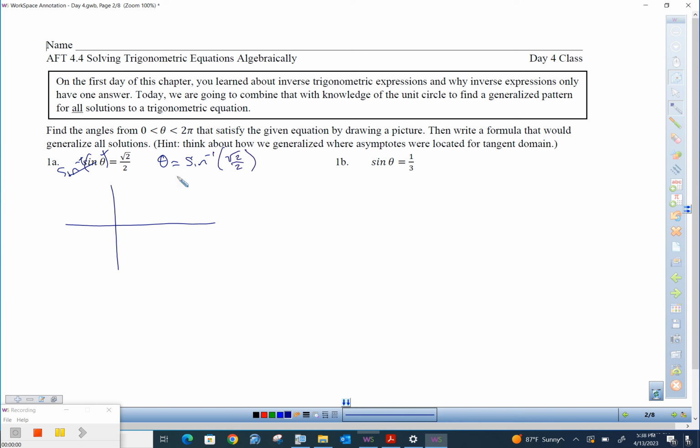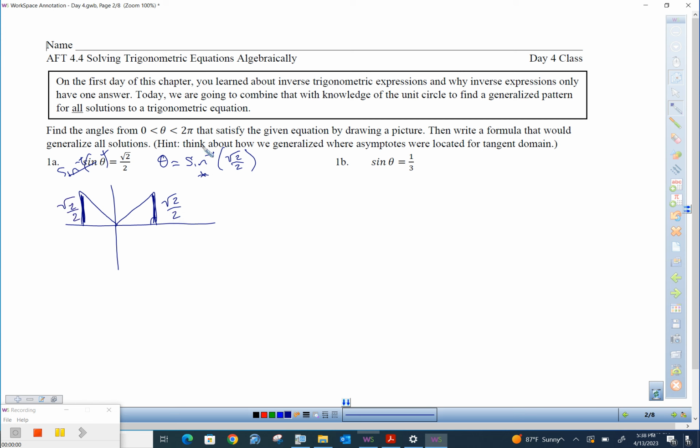So this isn't one where we had to use the inverse algebraically because it's something we can get without our calculator just by drawing a picture. So sine can be the square root of 2 over 2 in 2 places. It can be in the first quadrant, and that's what your calculator will give you. And then it also could be in the second quadrant, because when we think about a positive square root of 2 over 2, it could appear in 2 places.